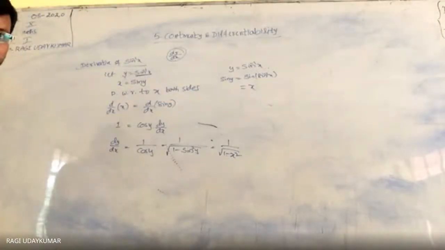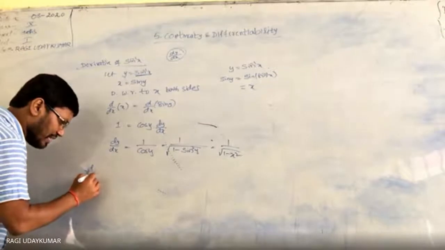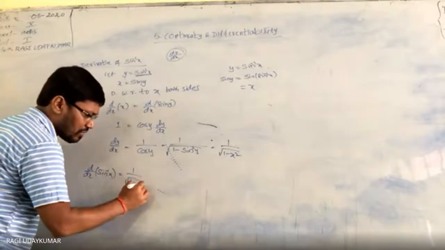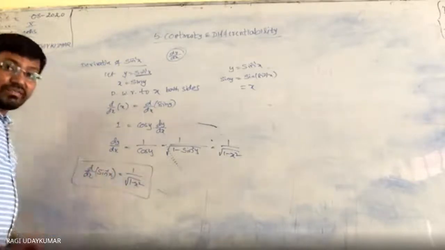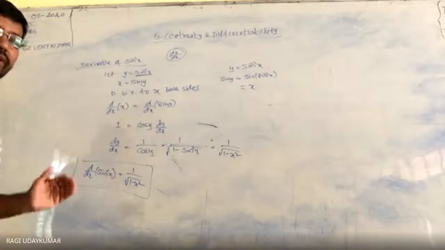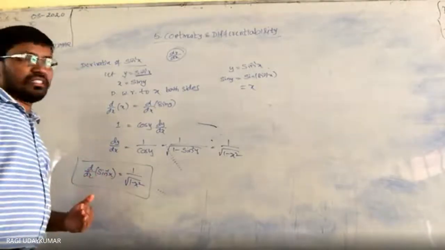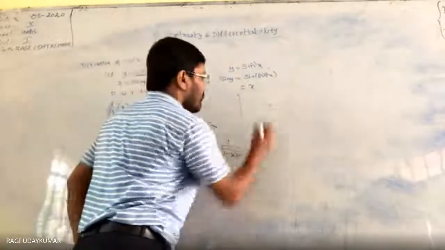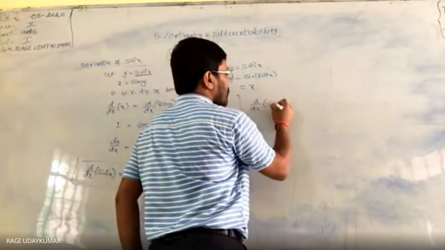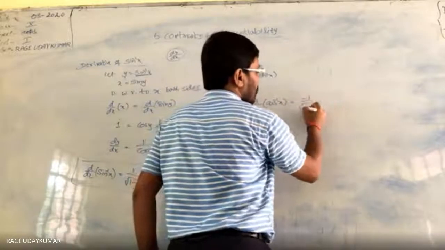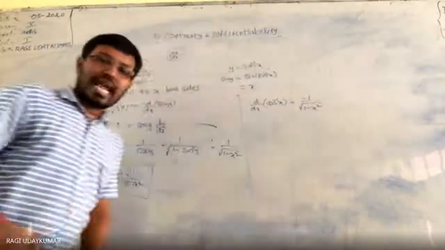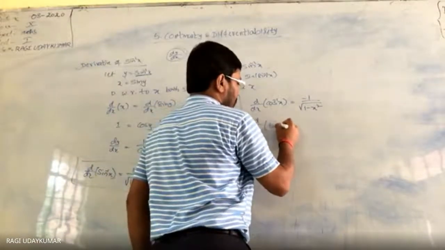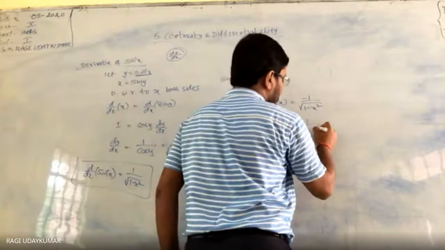Did you understand this one? Therefore, you can say that d by dx of sin inverse of x is equal to 1 by under root of 1 minus x square. In the same way, if you try cos inverse, d by dx of cos inverse of x is equal to minus 1 by under root of 1 minus x square. And d by dx of tan inverse x is equal to 1 by 1 plus x square.